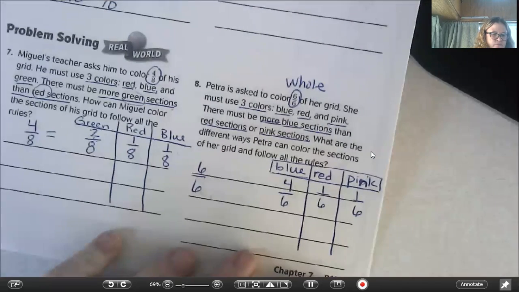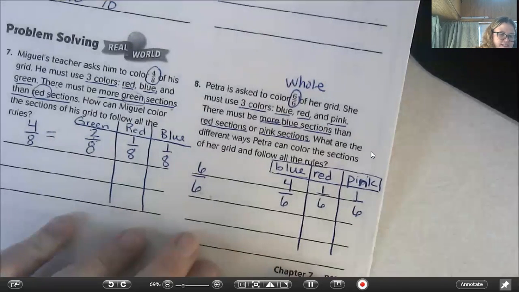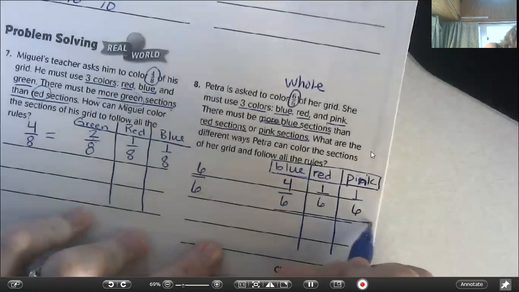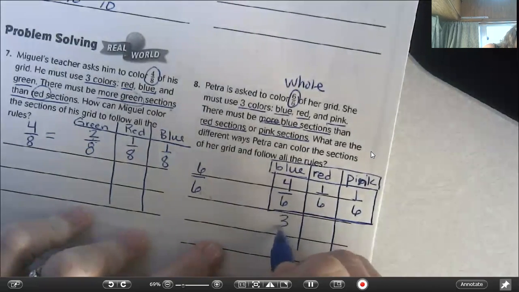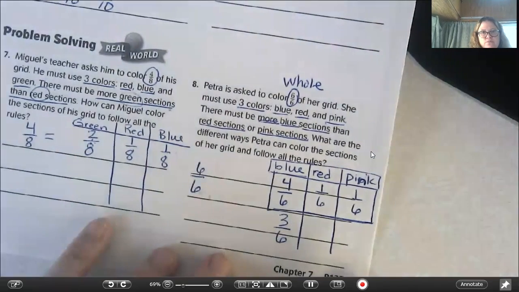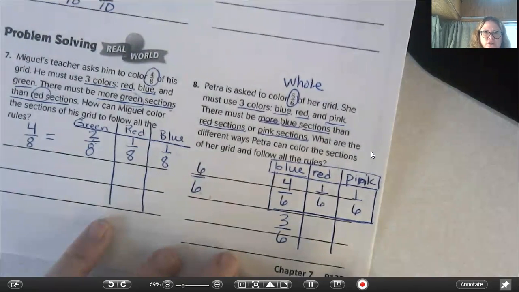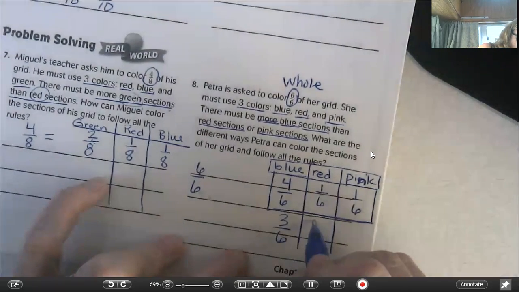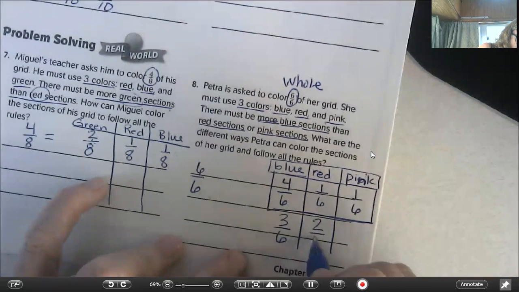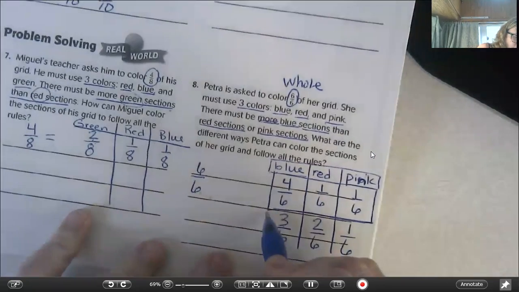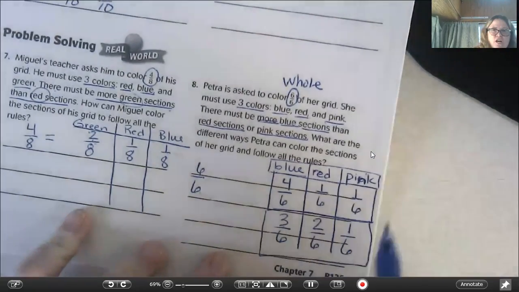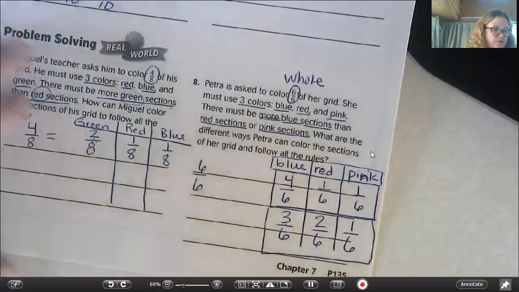How about if I did, is there another way? Could I do, I'm going to make a box around that one so it stays separate. What happens if I did 3/6? So I did half the poster in blue. So that means I can do a 2/6 and a 1/6. So I could do 3 plus 2 plus 1 equals 6. So that is another way I can do it. I wonder if you can come up with a different way. So that is what I would like to see.